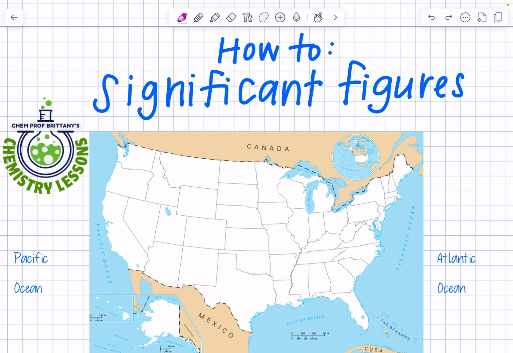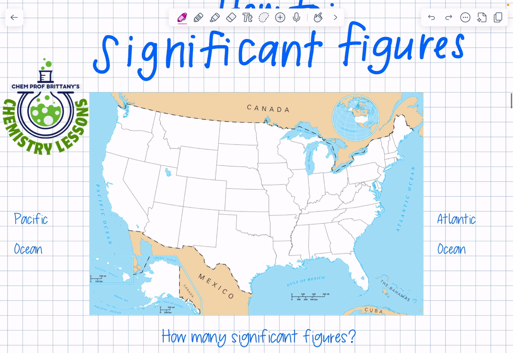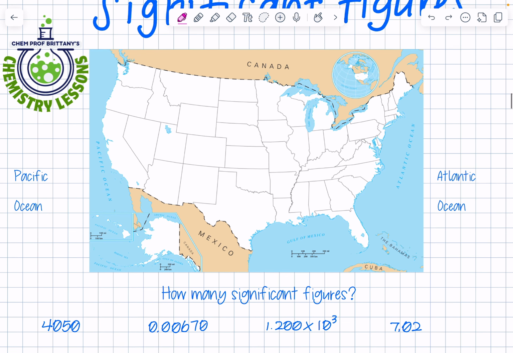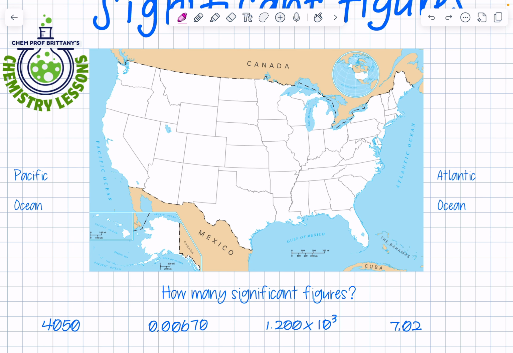So when I was in college, I learned how to figure out the number of significant figures using a long list of rules, and you kind of just had to check what applied, and you would figure out that way. I am proposing to you a much easier way to figure out the number of significant figures, and it involves a map of the United States.